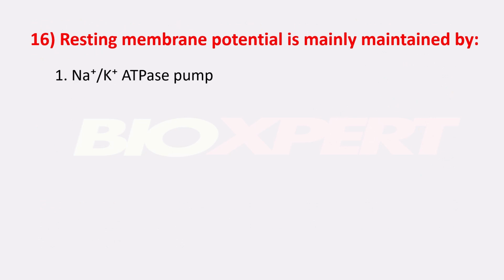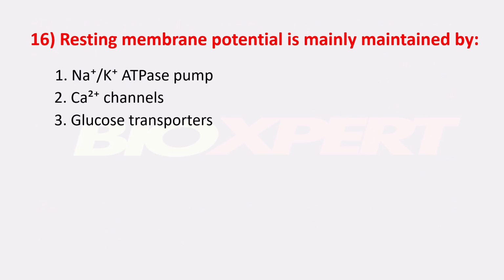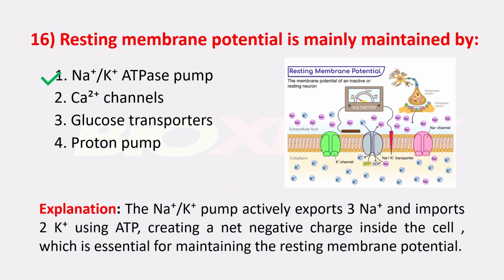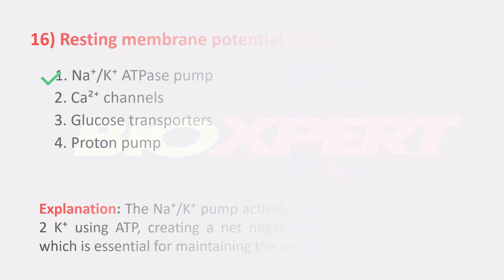Resting membrane potential is mainly maintained by sodium-potassium ATPase pump. The sodium-potassium pump actively exports 3 sodium ions and imports 2 potassium ions using ATP, creating a net negative charge inside the cell, which is essential for maintaining the resting membrane potential.